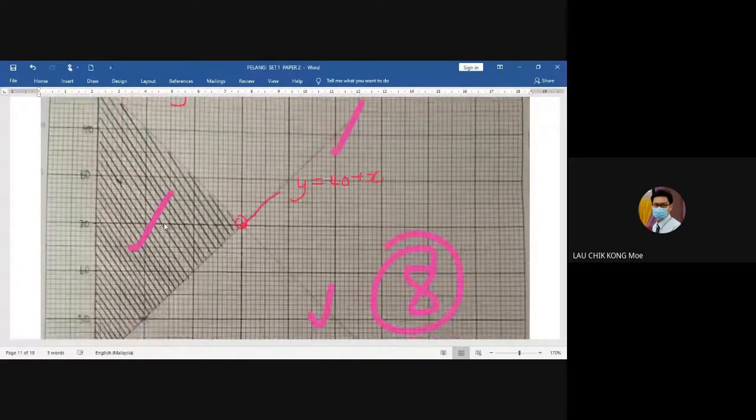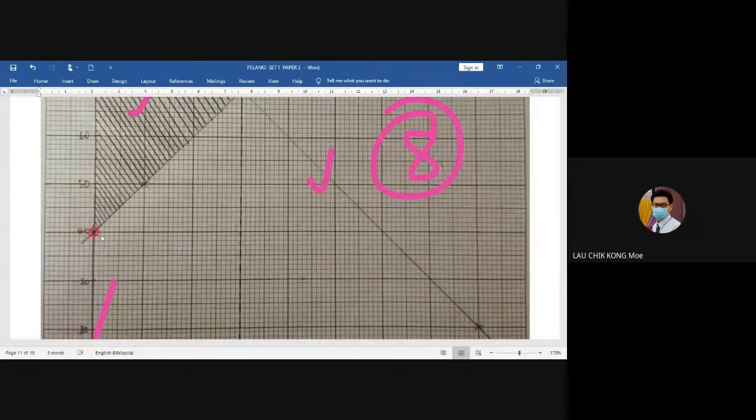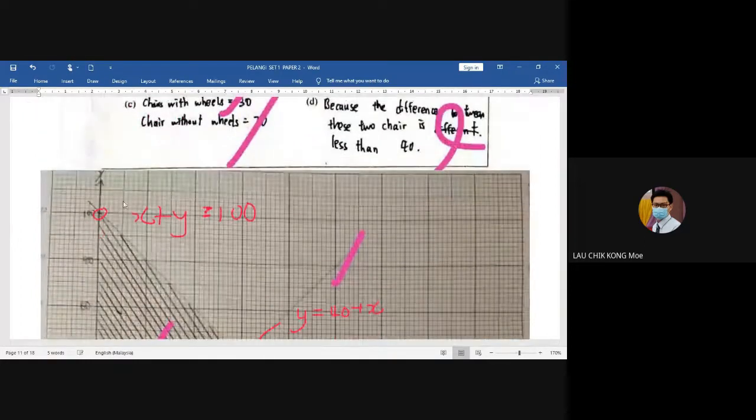We have 3 vertices here. Which one is the maximum? For this one it is 0, 40. It means that we buy 40 chairs without wheels, but we didn't buy any chairs with wheels. Impossible, right? There must be some who buy chairs with wheels, so this is not possible. And then for this one, 0, 100, yes, 0, 100 is bigger than 0, 40 just now. But you need to remember, impossible, we didn't buy any chairs with wheels, right? So this point is also not considered.